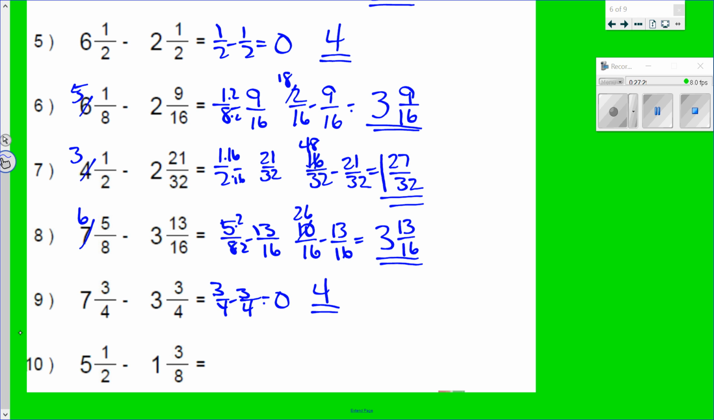And then our last one, 1/2 minus 3/8. So that one's going to go times 4. It's going to give me 4/8 minus 3/8. That one I can actually do. That's just 1/8. So I just do the whole numbers. 5 minus 1 is 4.